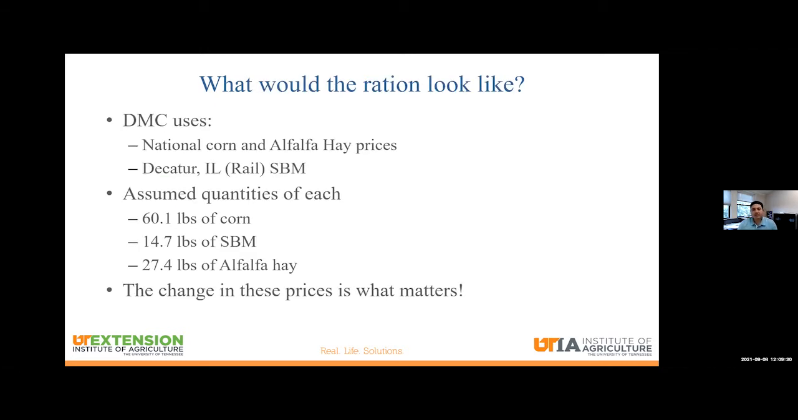And so the question is then, what is the ration that DMC uses, and how is that price formulated? The DMC uses the national corn and alfalfa hay prices to come up with the corn and alfalfa component. And for the soybean meal component, it uses the rail price out of Decatur, Illinois. And I'll show you the next calculation.